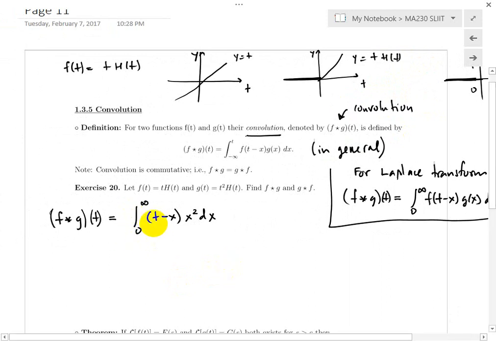So if you do this integration, this is not 0 to infinity, it is 0 to t. So in convolution, it is 0 to t here. Sorry about that.